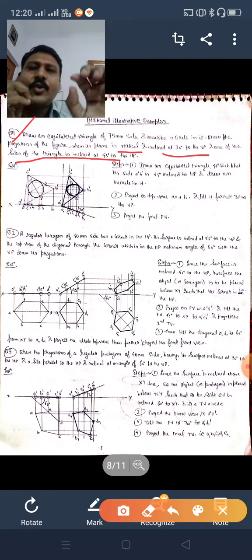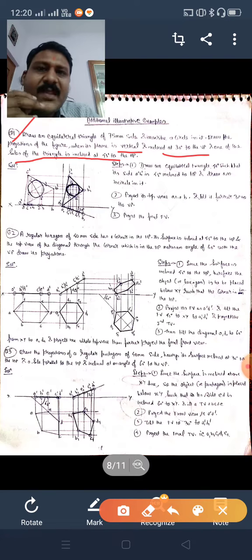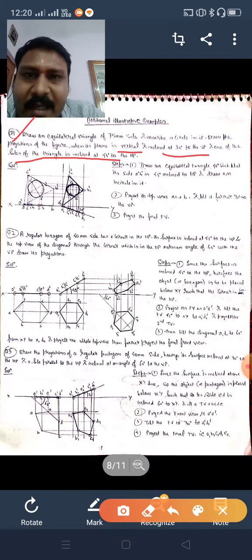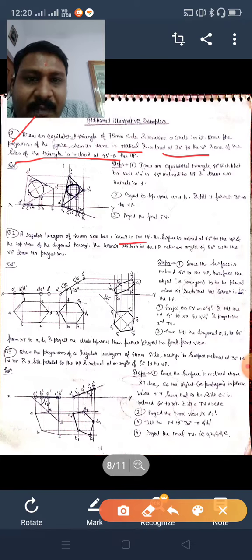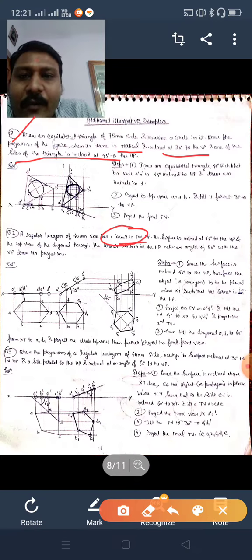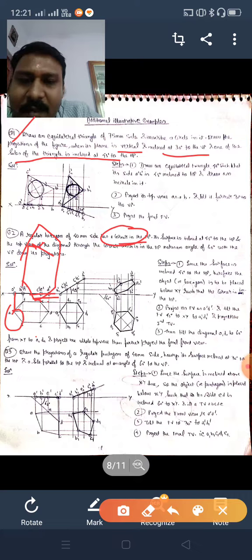So there are two ways to attempt this question. One way: first of all, see here the position of the object is not given. In all other questions, like question number 2, a regular hexagon of 40 mm side has a corner in the HP. This condition is given, means you have to take a corner. If you draw the hexagon above XY line, you will draw like this, then you will get the corner in the XY line. And if you draw the hexagon below, you have to draw like this, then also you will get this corner here. Corner in the HP.